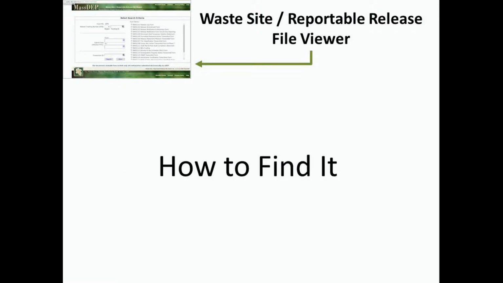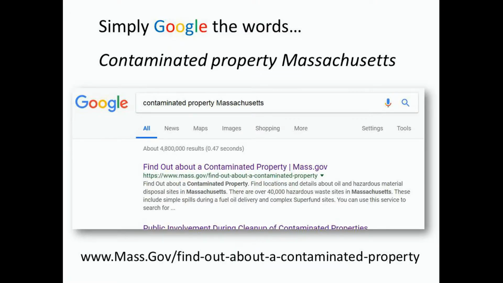We'll run through some example searches in a moment, but first I want to show you how to get to this file viewer. The mass.gov website is specifically designed to work well with search engines, so simply Google the words contaminated property Massachusetts. Find out about a contaminated property should appear very close to the top of the results.